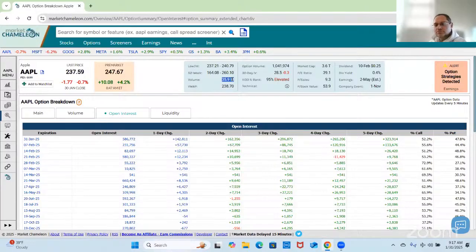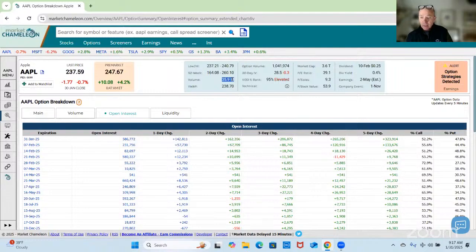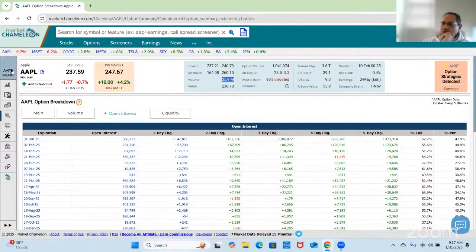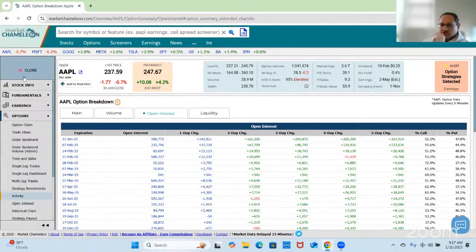I'm sorry. We just had a question pop up. I know there's a delay. Could you just go through the clicks to navigate to this again? Yeah, so when you land on Apple, you have this menu. Under options, click on activity, and then hit the open interest tab.